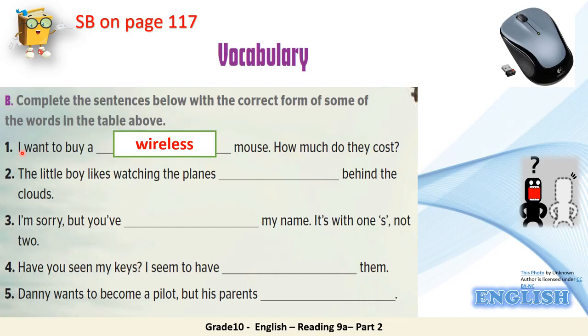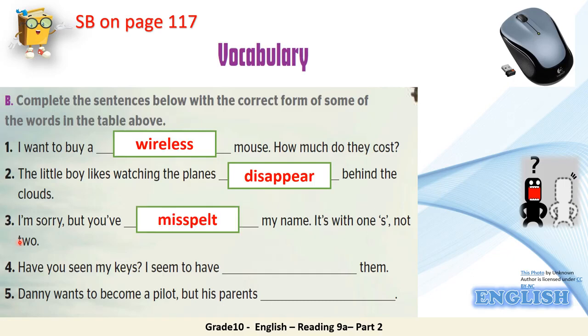Sentence number 2. The little boy likes watching the planes blank behind the clouds. What do the planes do behind the clouds? Excellent, disappear. Sentence number 3. I'm sorry, but you've blank my name. It's with S, not Z. So here the person is writing, and what did he do? Very good, he misspelled his name.